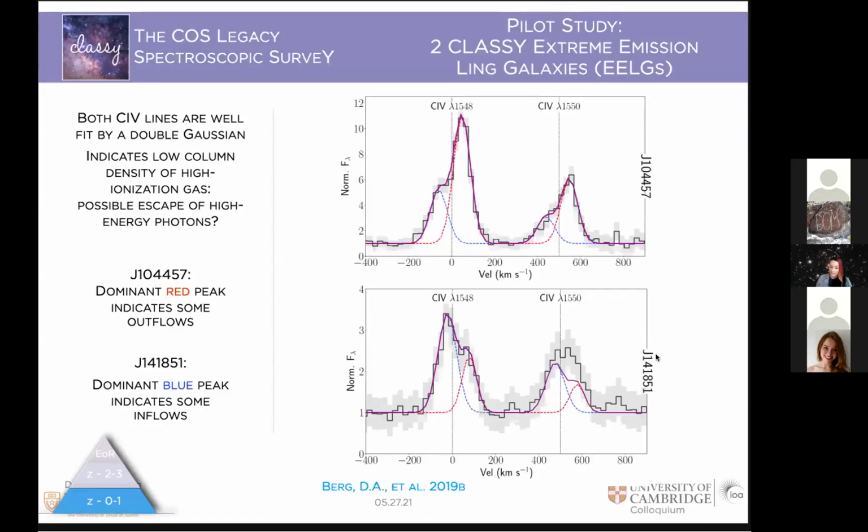On the other hand, this other galaxy, which again, still very unique to have both in emission, when we do that same process, it doesn't fit quite as well. So this is telling us that probably there's a little more absorption in this galaxy, because if you remember correctly, this 1548 line also absorbs more strongly. So still very little gas, but also some absorption going on.